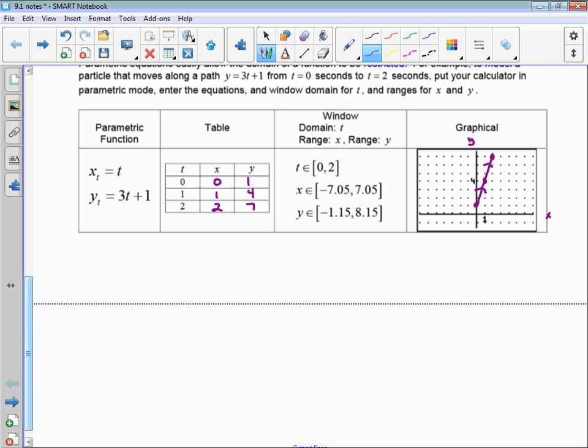Let's just practice it on your calculator so you can see with a basic one what you're doing. So go ahead, make sure you're in parametric mode. Then go to your y equals. For x, put in t. For y, put in 3t plus 1.